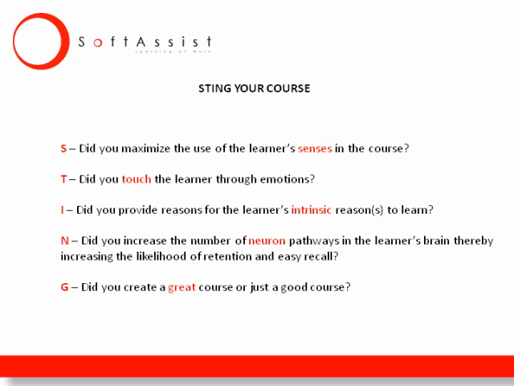So the I is your intrinsic. What's in it for me? N is your neurons. You're creating additional pathways. More pathways, obviously, is the retrieval increase.